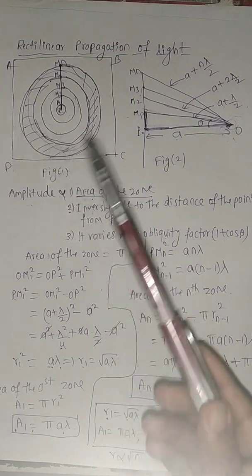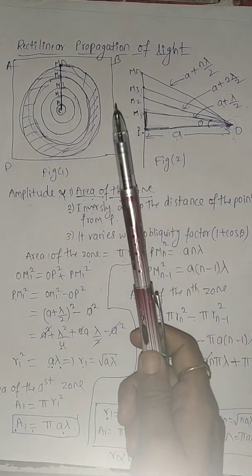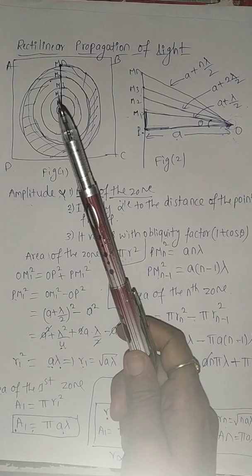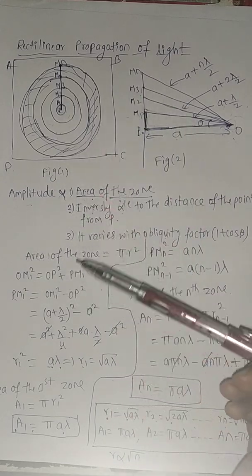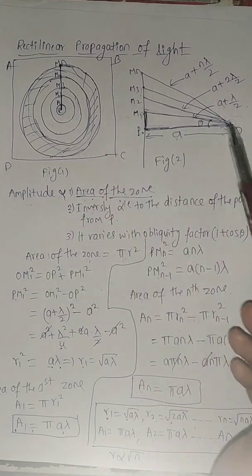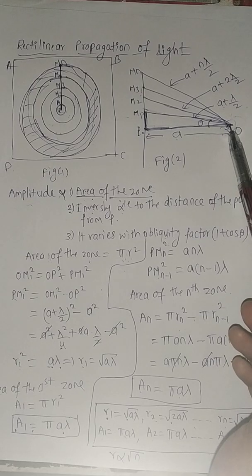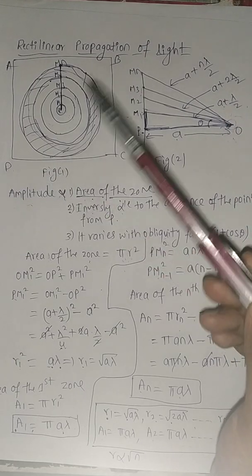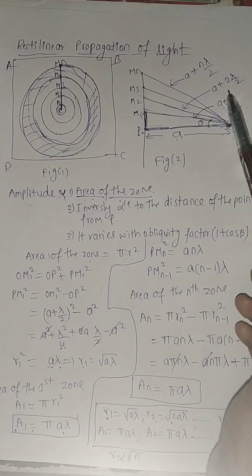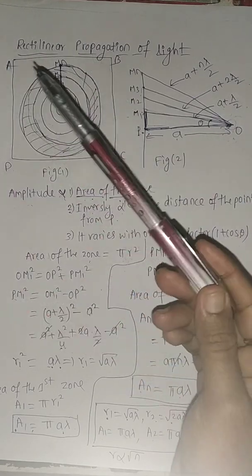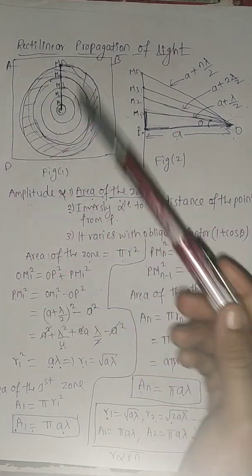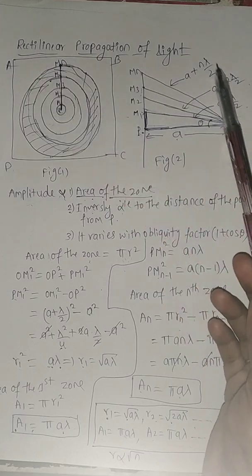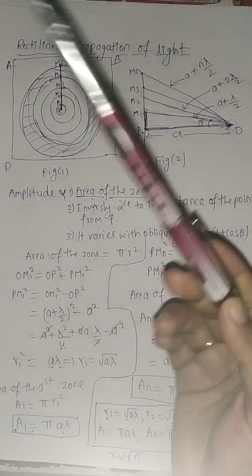In Fresnel half period zones also I told, and even in a zone plate also I told the same thing. Okay, so now, as this is the case, by taking O as a center and A plus lambda by 2, we are drawing a first circle. A plus 2 lambda by 2, another circle. A plus 3 lambda by 2, third circle. Like that, A plus n lambda by 2, nth circle we draw.